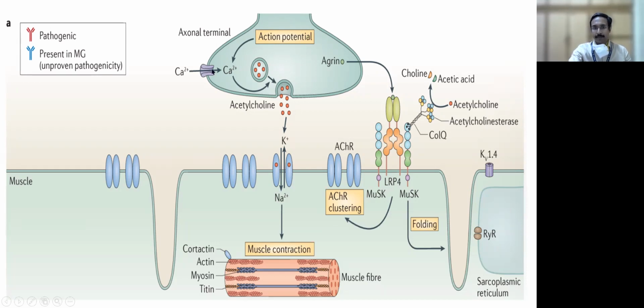Calcium coming in from the presynaptic region triggers the release of acetylcholine. The acetylcholine goes and acts on the acetylcholine receptor, which is a pentameric structure. The formation of the acetylcholine receptor clusters is also dependent on agrin, which is released from the presynaptic region. That leads to clustering of LRP4 and MuSK, the muscle specific kinase enzyme, and all of this clustering leads to acetylcholine receptor clustering. This is how the acetylcholine will act. Sodium and potassium depolarization happens, and there is muscle contraction.